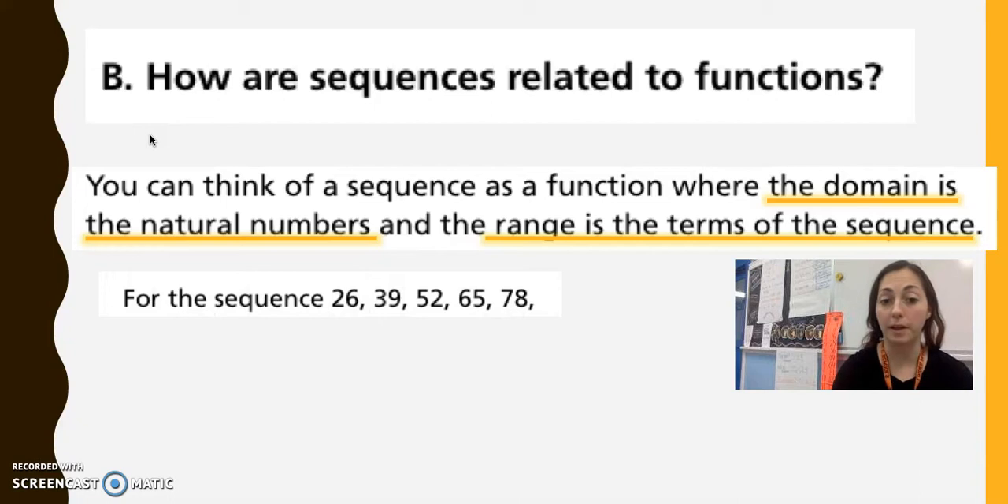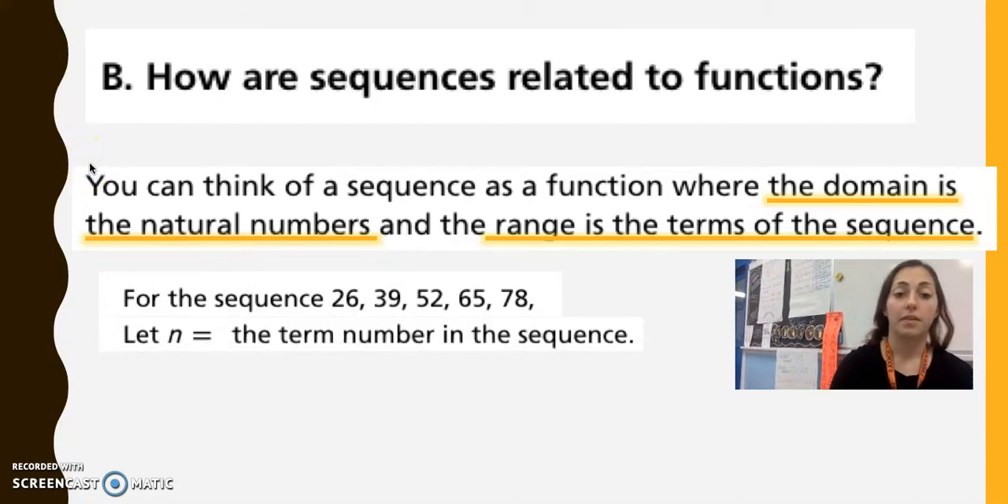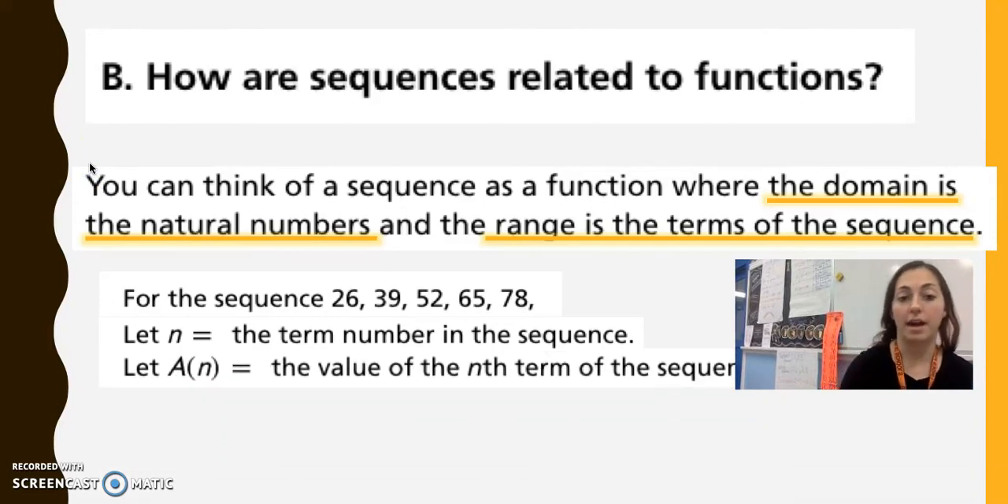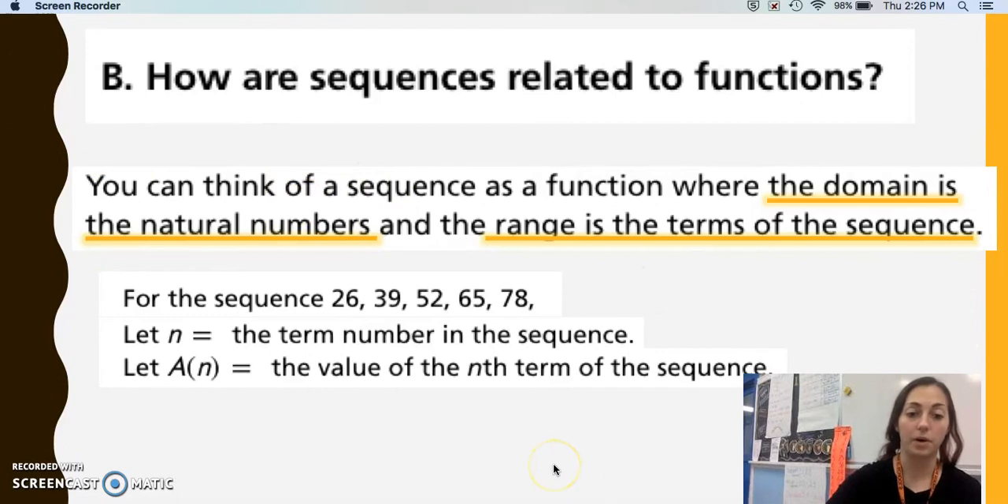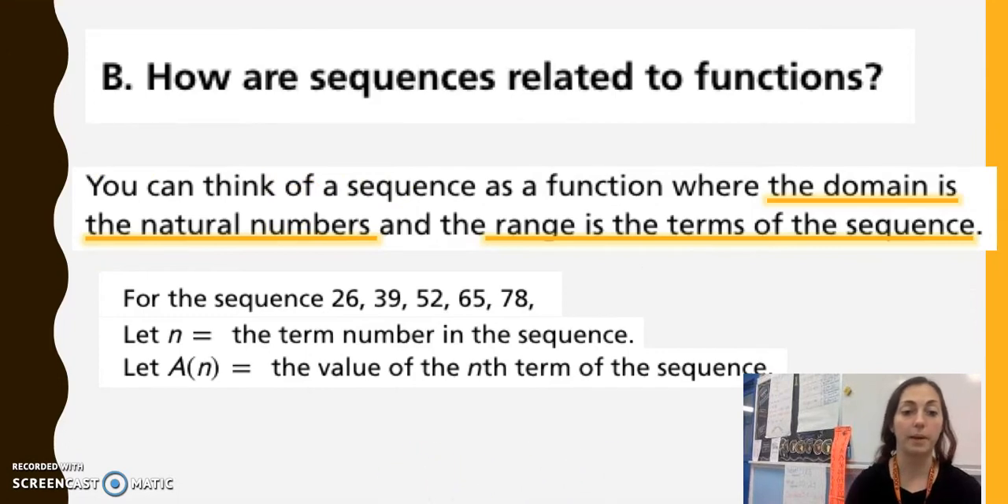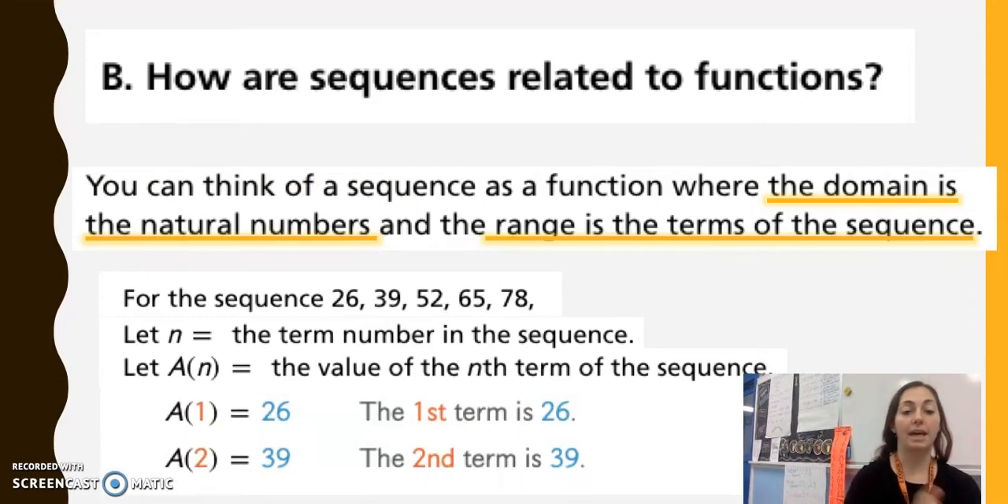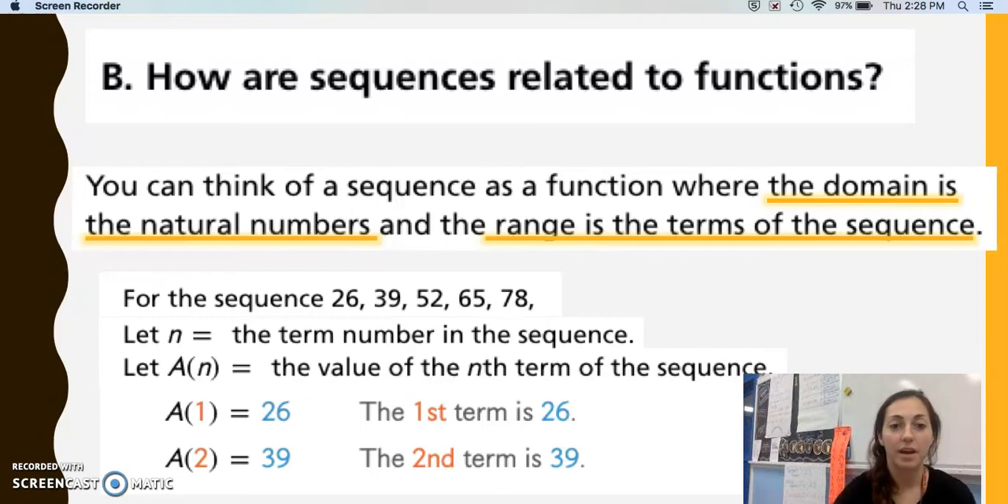So for example, the last one we just worked on, 26, 39, 52, 65, 78, the n is the term in the sequence. And a of n, just like f of x, a of n is the value of that term. For example, a of 1, the first term, is 26. A of 2, the second term, is 39.